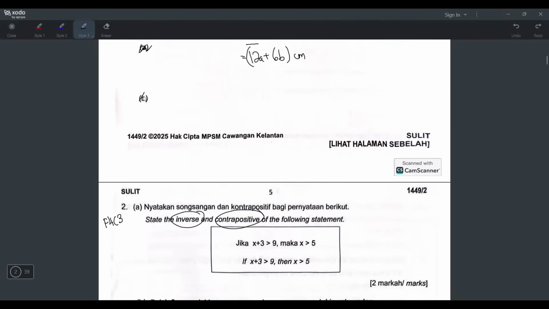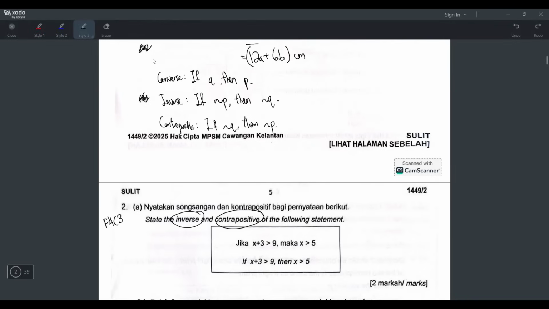So for converse, the formula is if Q then P. For inverse, the formula is if not P then not Q. You see this wave symbol? Simbol ni, apa maksud simbol ni? Simbol ni means you kena buat negation, you kena buat penafian. You have to change the truth value. So what's the meaning of this? If not P, then not Q. And then for contrapositive, if not Q, then not P.